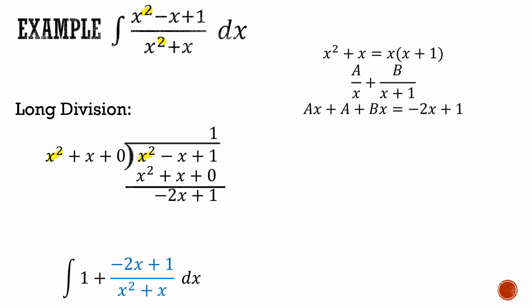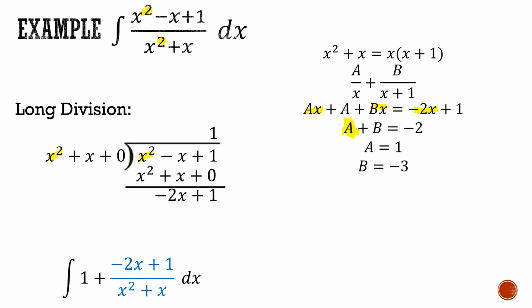This means that a plus b are my x terms, so ax plus bx has to equal negative 2x, or a plus b equals negative 2. And then we have our constants, which is a on the left, has to equal 1 on the right. Well, if I know that a equals 1, b must equal negative 3, because if I put 1 into this equation here where I'm highlighting and then subtract on both sides, I get b equals negative 3.